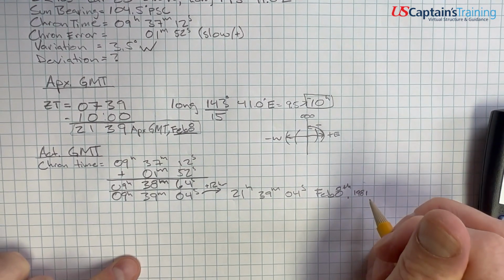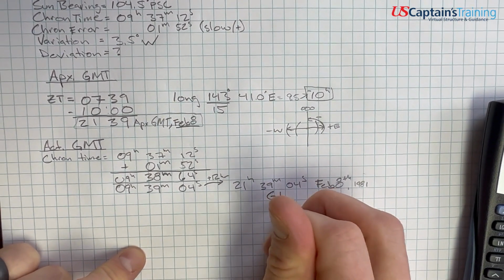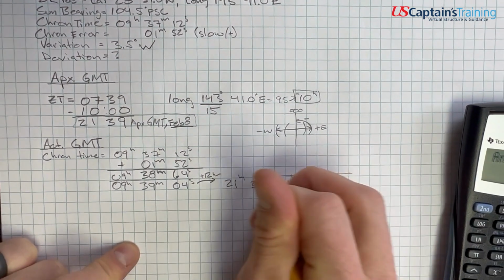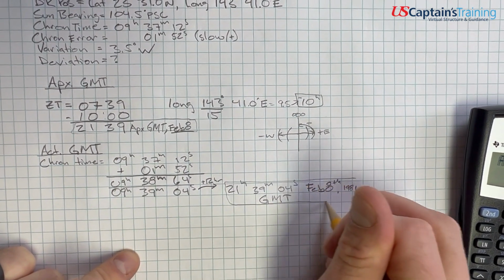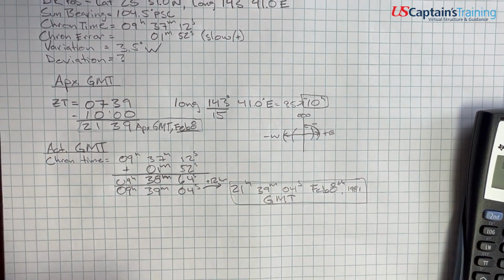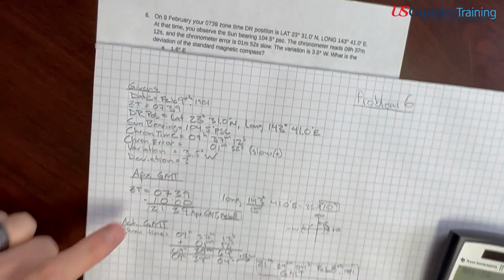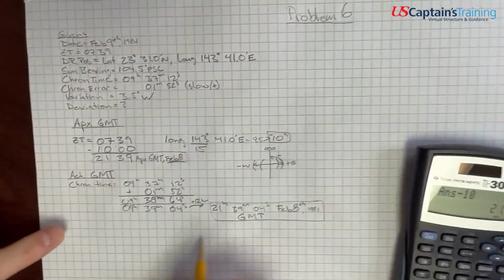So now we have our GMT. This is our GMT, which allows us to look up the GHAs. Good. We got our GMT. We cross-checked it with our approximate GMT.